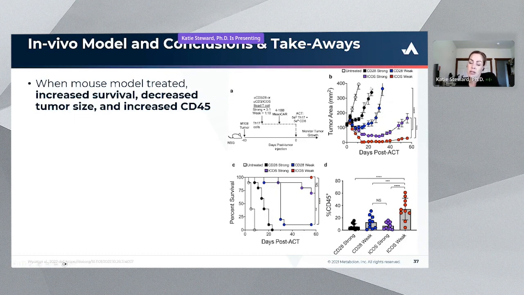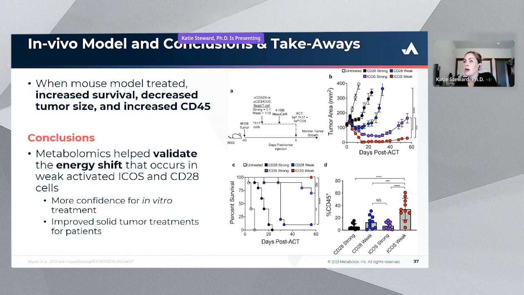They also had decreased tumor size, which you can see. The untreated mice had very large tumors. The strongly activated CD28 and ICOS treated mice had smaller tumors than the controls or the untreated mice, but those weakly activated counterparts, again, had even smaller tumors. And that ICOS weakly activated cell had the smallest tumors, with significant differences between the other treatments. And then again, that weakly activated ICOS group had the highest percentage of the CD45, which is indicative of that naive memory phenotype.